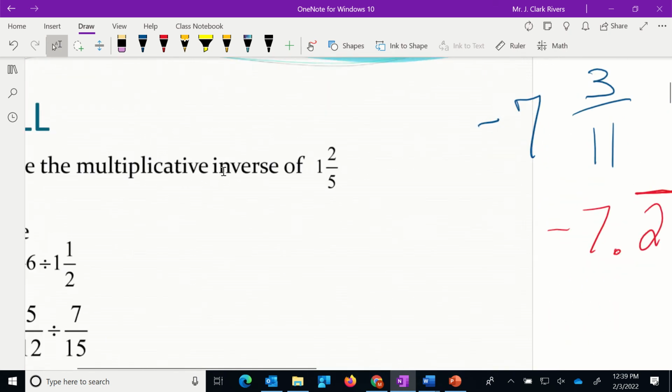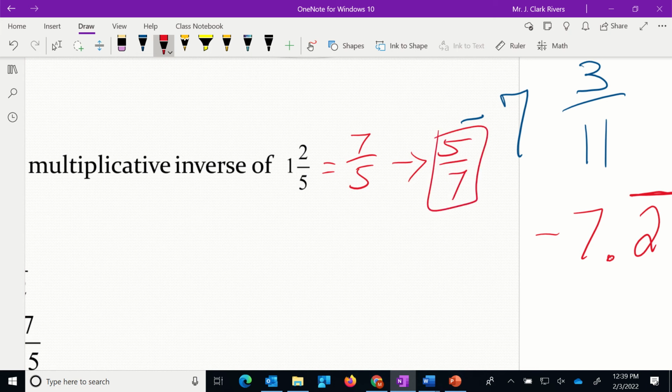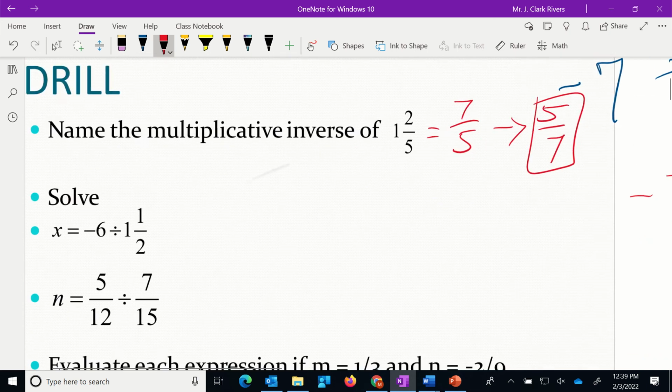Name the multiplicative inverse of 1 and 2/5. Well, we've got to change this to an improper fraction. 1 times 5 is 5, plus 2 is 7/5. But now we have to flip it, right? And so we get 5/7. You should have had 5/7 on that. Questions there? Okay.